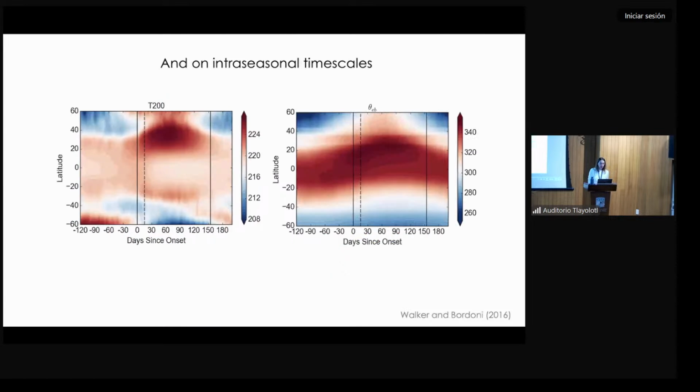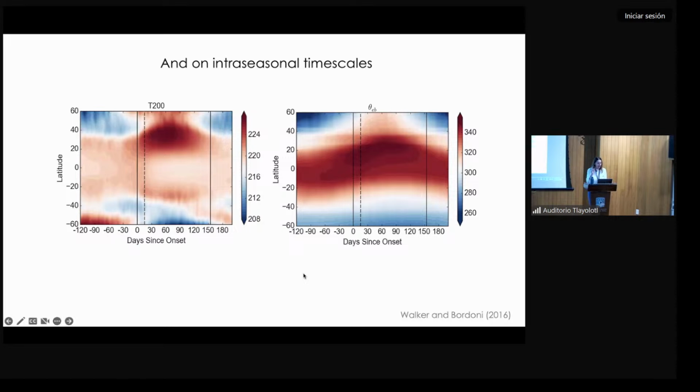Okay? Okay, but this is also true on intraseasonal time scales. Again, here I'm going to go super quickly. This is an index for the onset of the monsoon that we introduced in Walker and Bordoni that might be the topic of a hands-on on Thursday.